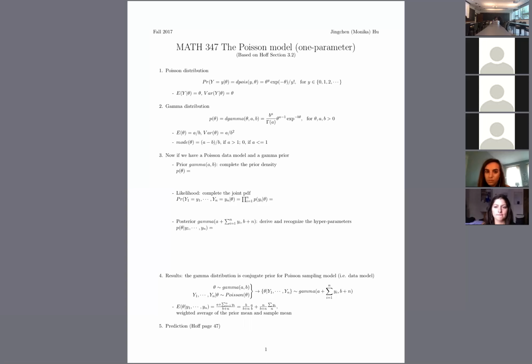So Poisson distribution, last time we talked about it a little bit, is mostly for modeling counts, okay? So the first bullet point over here gives you the Poisson density. Theta is the only parameter over here. Theta raised to the power of y times exponent negative theta divided by y factorial, okay? And because it's count, and counts can start from 0, you get 0, 1, 2, 3, to infinity, only integers. Something very special about this Poisson distribution is the mean and the variance are the same, and they're both the rate, okay?